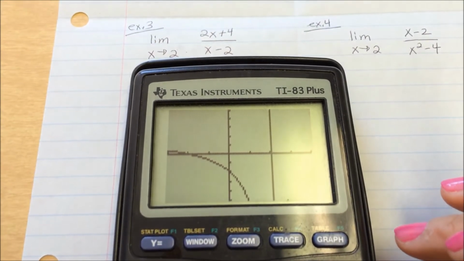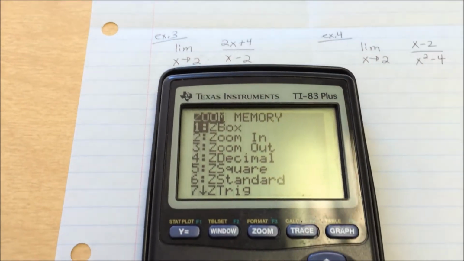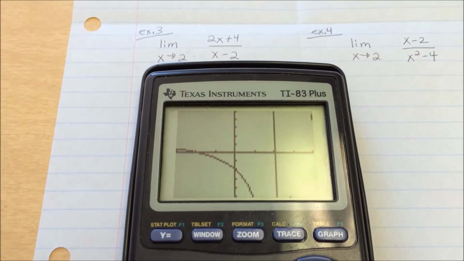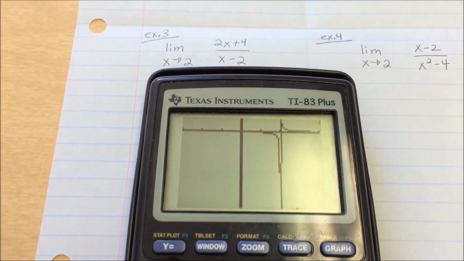We're going to get a graph something similar to this right here. Okay, and let me just go ahead and zoom. So I'm going to go zoom 0. That's going to zoom fit it, and that's going to give us a better graph right there, or at least a starting point right there.